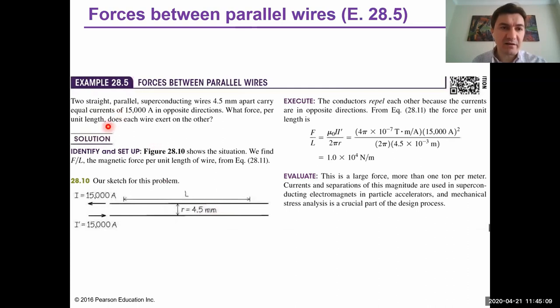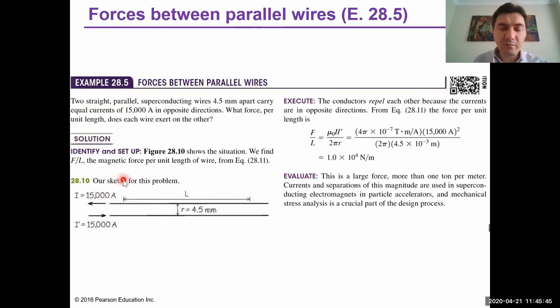And they carry equal currents of 15 kiloamp, huge current, okay? So in that direction and also in that direction, because they have equal currents in opposite directions. So what force per unit length does each wire exert on the other? Due to that current, this conductor will exert force on that conductor, and due to that current, this conductor will exert a force on that conductor.